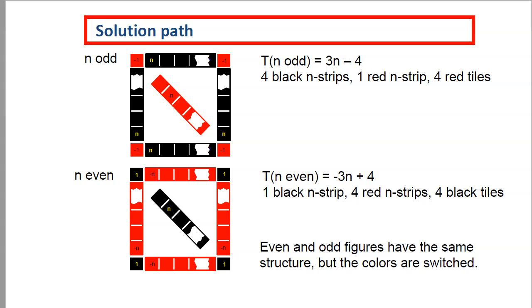So for T of n for odd, 3n plus 4 is the simplified version. T of n for even, negative 3n plus 4. And notice that the strips switch. So it's 4 black end strips and 1 red end strip and 4 red tiles when n is odd. And the opposite colors, 1 black end strip, 4 red end strips, and 4 black tiles for when n is even. The even and the odd figures have the same structure, but the colors are switched.